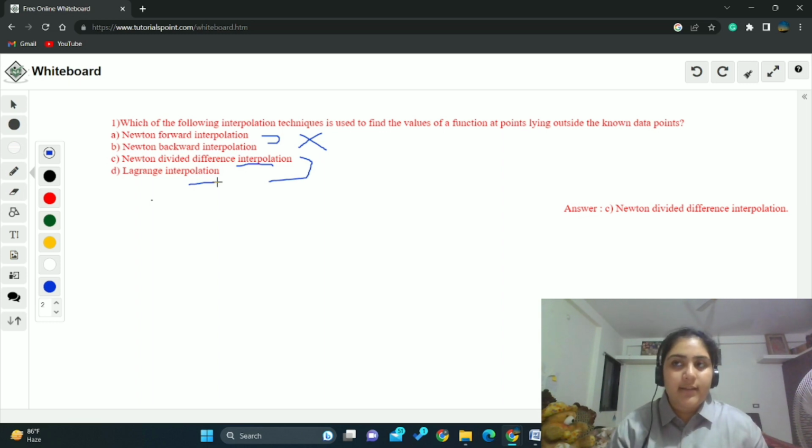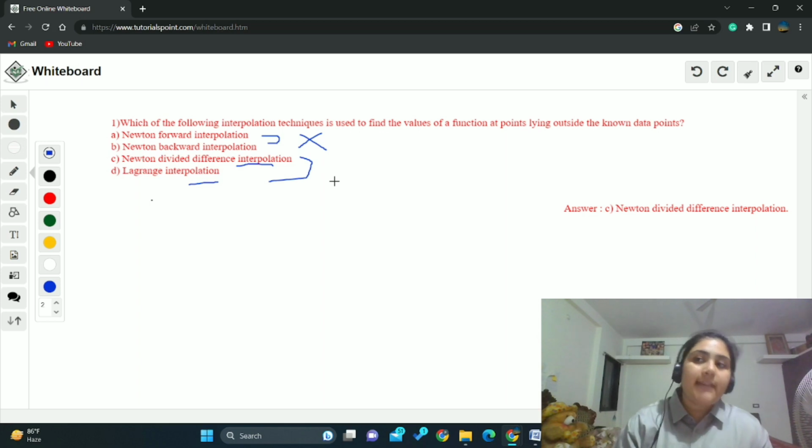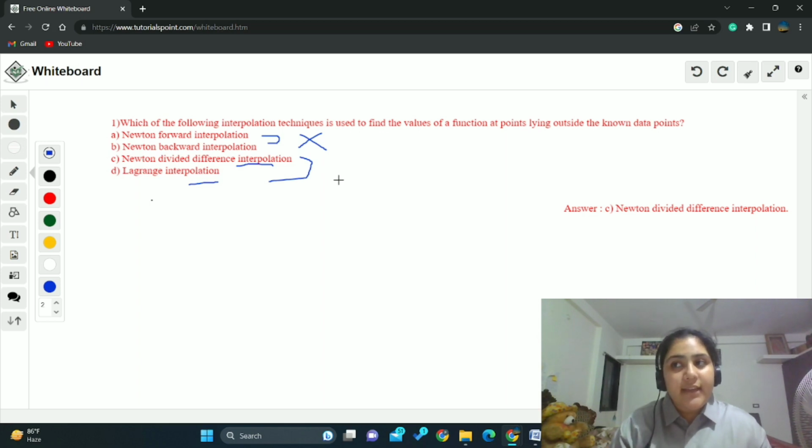technique. This technique is specifically used to find the value of a function at a point lying outside the known data points. It is achieved by constructing a polynomial using divided differences that makes it suitable for interpolation beyond the data range. So for me, the answer would be option C, Newton divided difference interpolation.